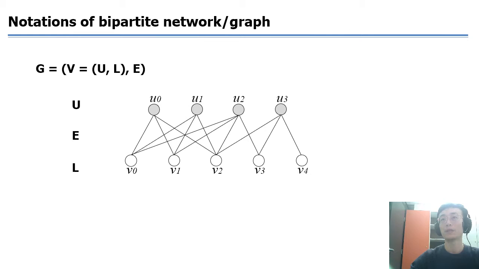Here we use G to denote a bipartite network, or say a bipartite graph, which consists of a vertex set denoted as V and an edge set denoted as E. Note that the vertex set can be further partitioned into two different vertex layers, which are denoted as U and L, and the edges can only exist between two different layer vertices.